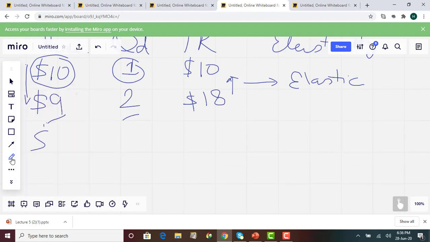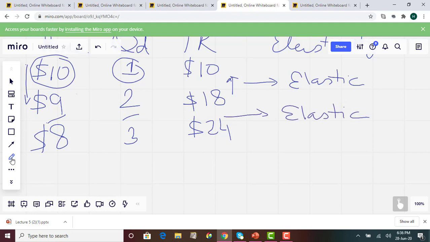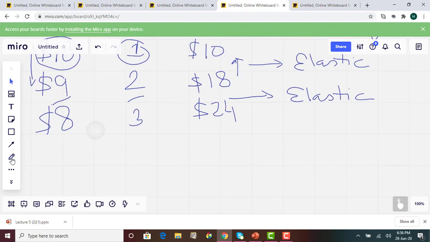Let's say the price again drops to $8, and now the demand increases to 3. So total revenue is 8 times 3, which is 24. Again, in this case, your revenue went up, but your price decreased. So we are still going to have an elastic type of demand. Okay, now let's move on.